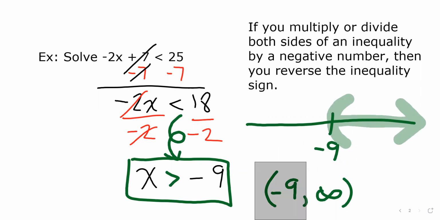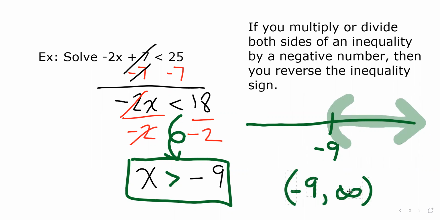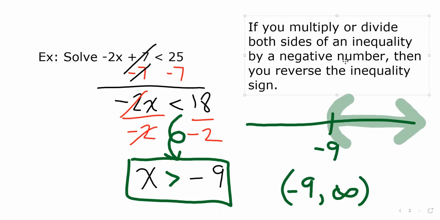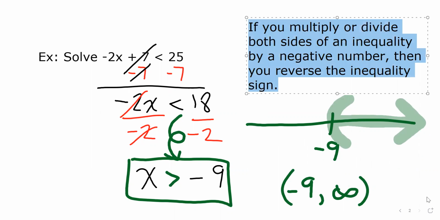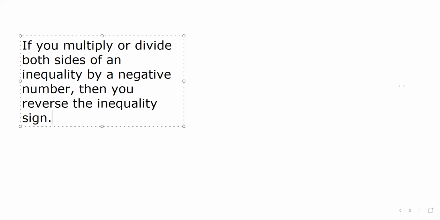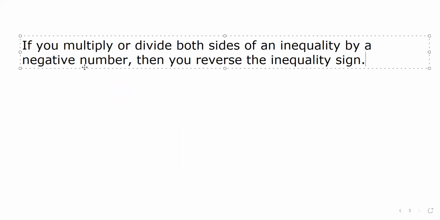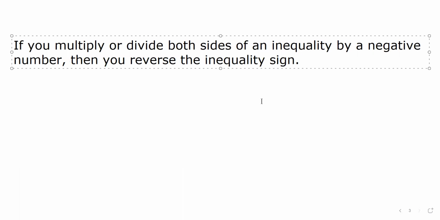And here's our interval down here in the lower right-hand corner: parentheses, -9, comma, infinity, close parentheses. But again, this thing that I'm copying and moving to the next page is the whole lesson of this video. If you multiply or divide both sides of an inequality by a negative number, then you reverse the inequality sign. Let's take a look at another example because they all pretty much run the same course.